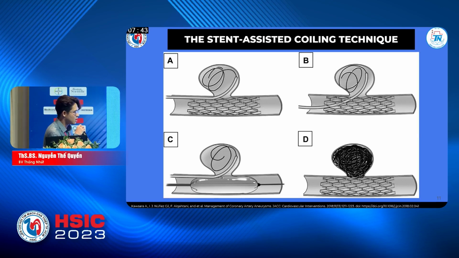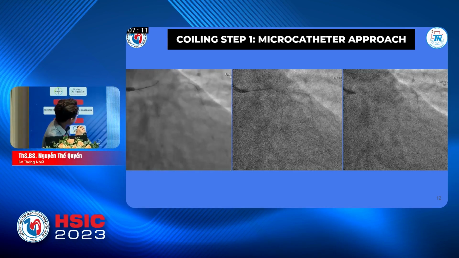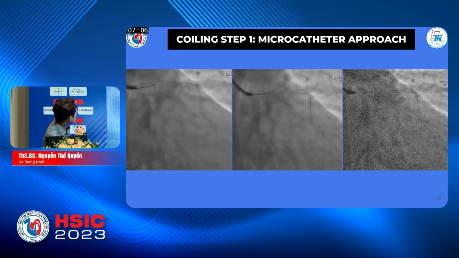This technique is adapted from the neurointerventional specialty when they deal with the intracranial aneurysm. In this technique, they use a microcatheter to deliver coils to embolize the aneurysm with the assistance of a balloon or a stent in order to prevent the coil from falling out to the vessel lumen. So this is how we have done. First, we deliver a microcatheter through a wire into an aneurysm.